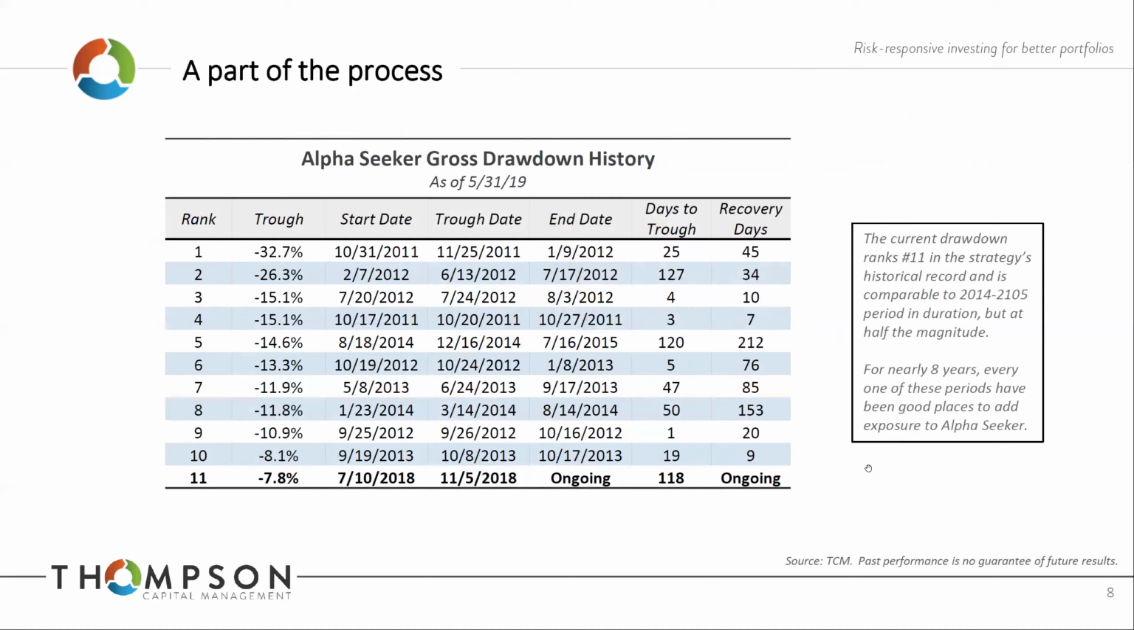So that's really the main message today: we just wanted to put some explanation around what's been going on, and then show you numerically and graphically that we've been here before, about 4 times before. Each one of these has been a good place to add exposure to Alpha Seeker, and every one has recovered profitably.